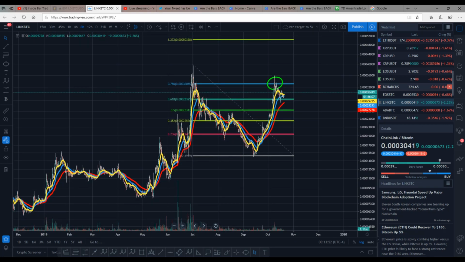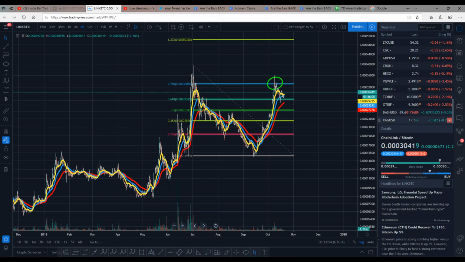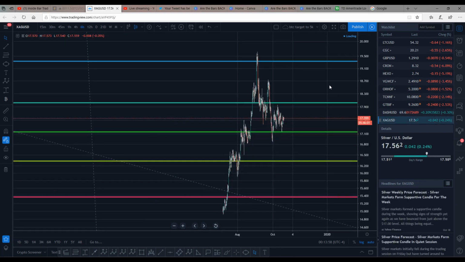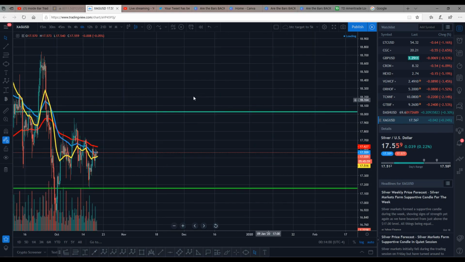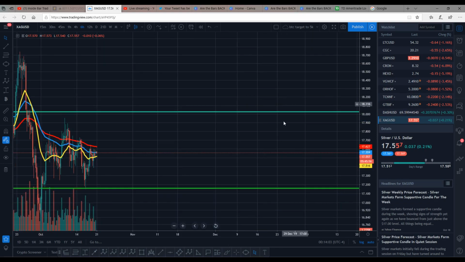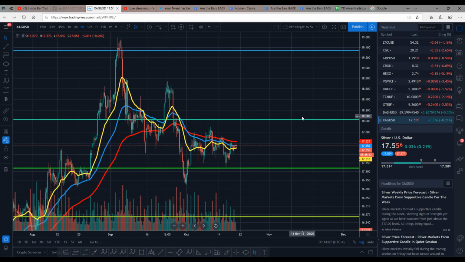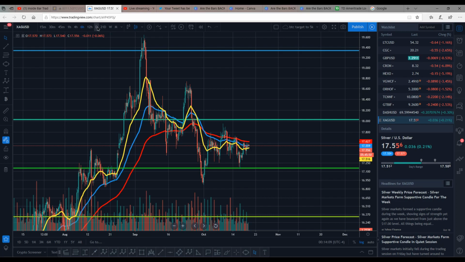I'm going to show you the chart of silver quickly, silver versus BTC, right? So take a look at silver, guys. The pattern we got for silver is pretty much similar to BTC, right? We're making the same exact move. Take a look at the daily.